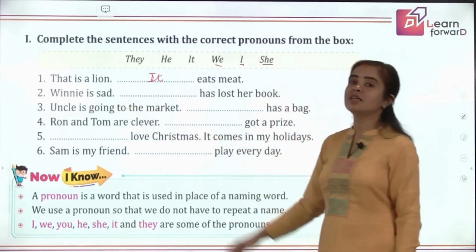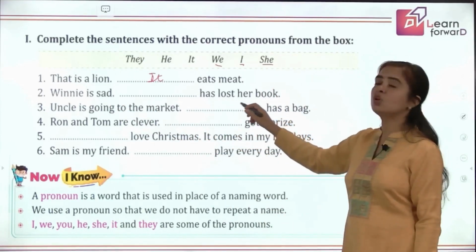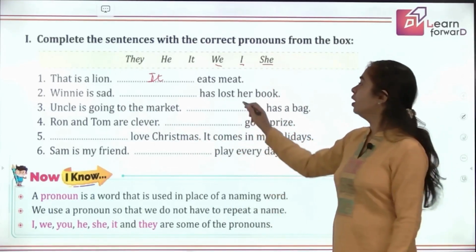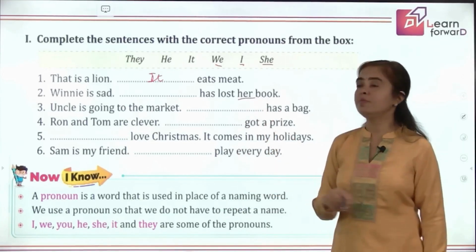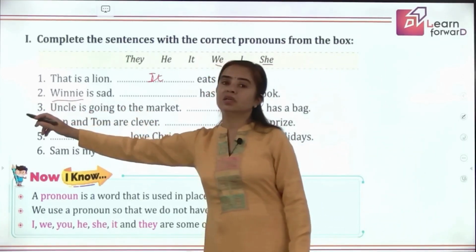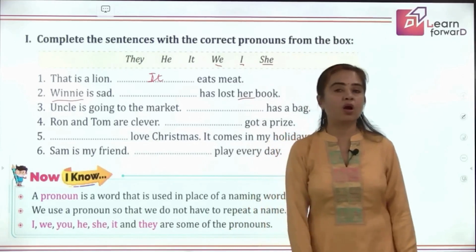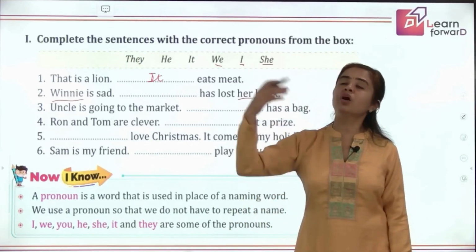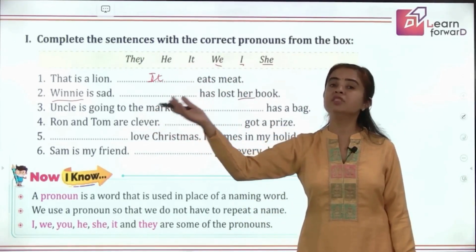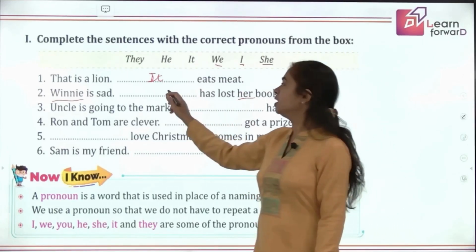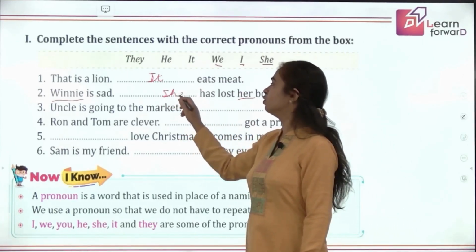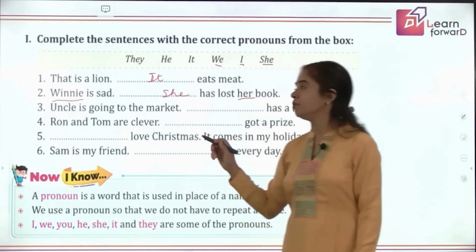Winnie is sad. She has lost her book. Now, her refers to female. Winnie is a girl. So, what will be the pronoun used for the girl? We are talking of somebody other, that means third person. It will be she, which is used for the girls, for the females.